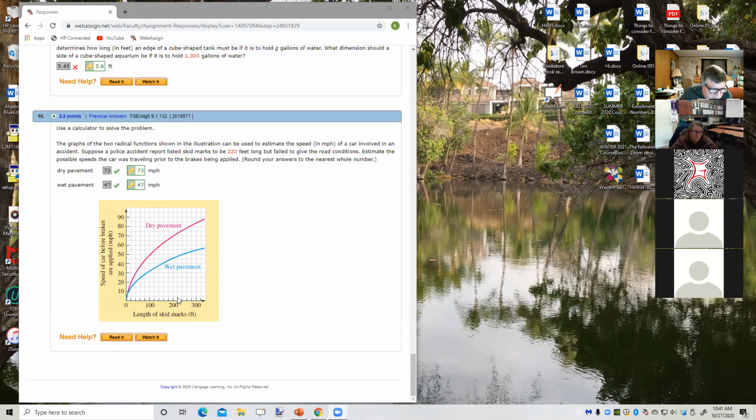Now let's go back to the 220 and go up here for dry pavement. That looks to be about 72.5. So I might try 72 and 73. And it turns out the correct answers are the 47 and the 73. All right, any questions about that problem?